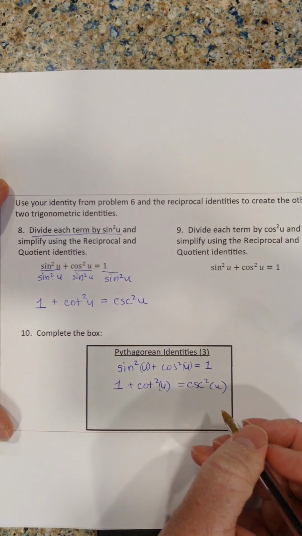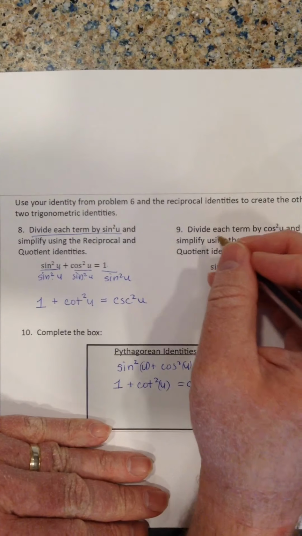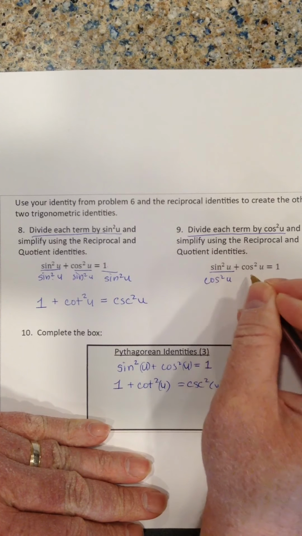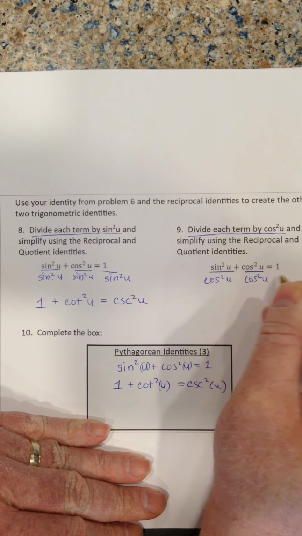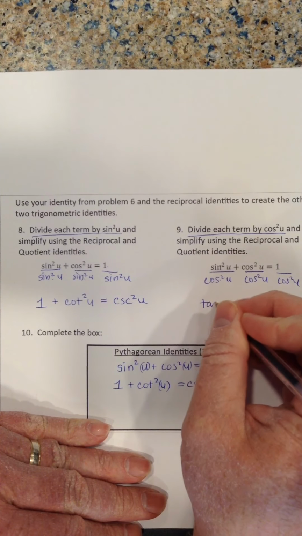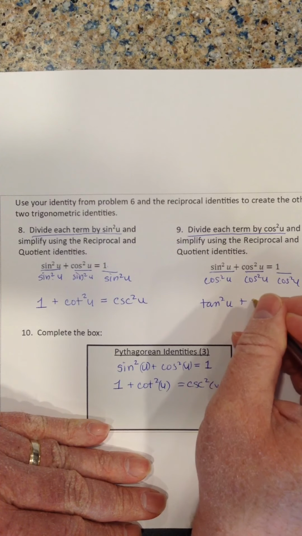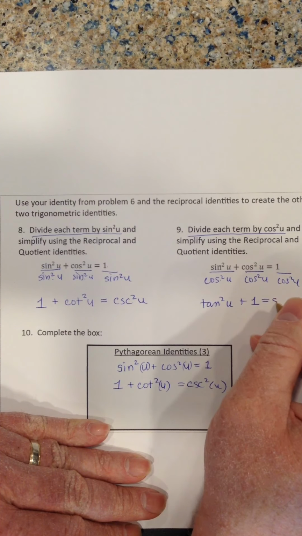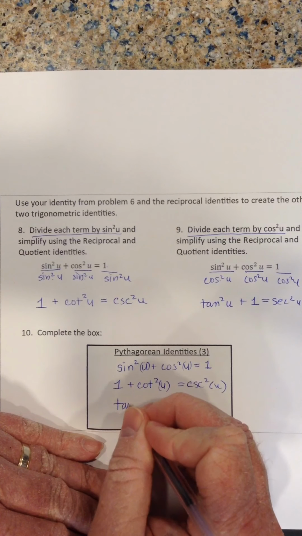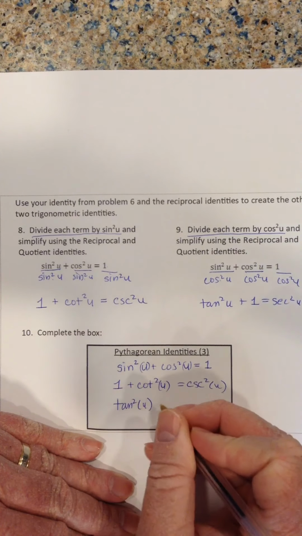And there's 3 Pythagorean identities, and let's get the third. It says divide each term by cosine squared. So we'll do that. I'll write it like that. I get sine squared over cosine squared, which is tangent squared, plus 1 equals secant squared. And so that's our third Pythagorean identity.